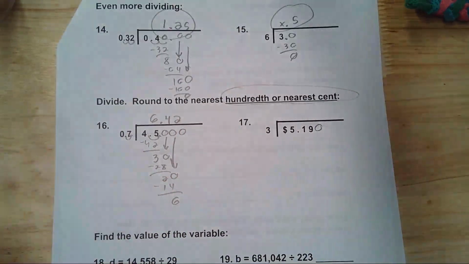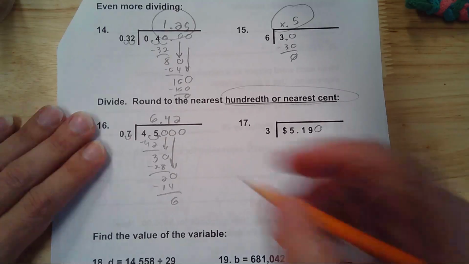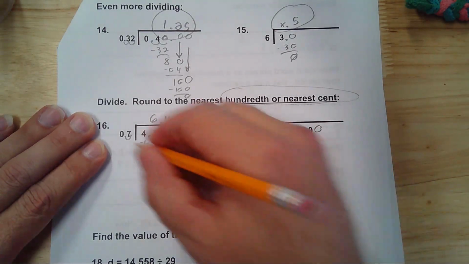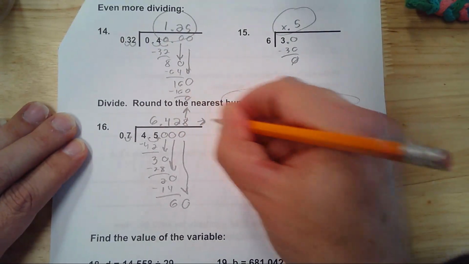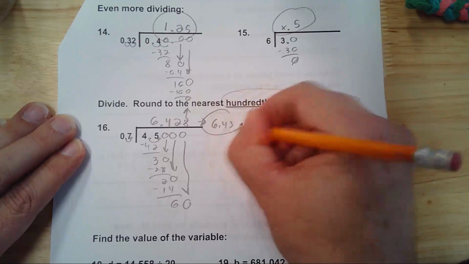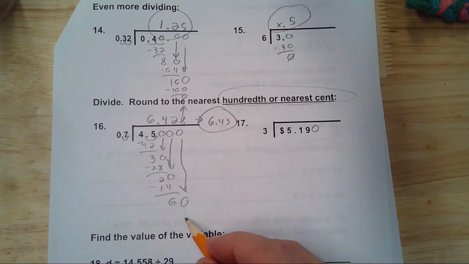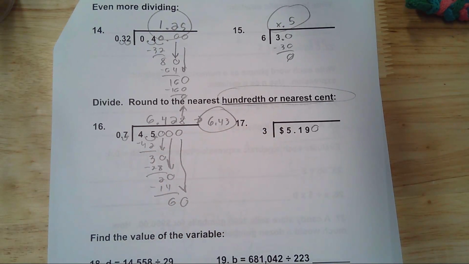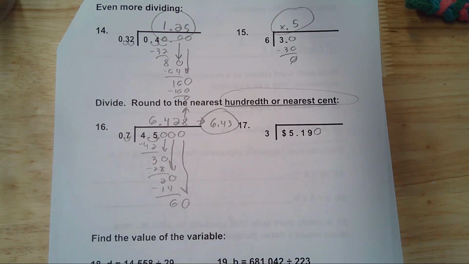There's my 2 spots, but I don't know if I'm rounding this up to 6 and 43 hundredths or staying at 6 and 42 hundredths. 60. That's like 8 times. That means I'm rounding up. That means if I'm going to the nearest hundredth, 6 and 43 hundredths is what I need. And again, I don't care, 8 times 7 is 56. I don't need to keep going, there's no point anymore. I've reached where I need to stop.